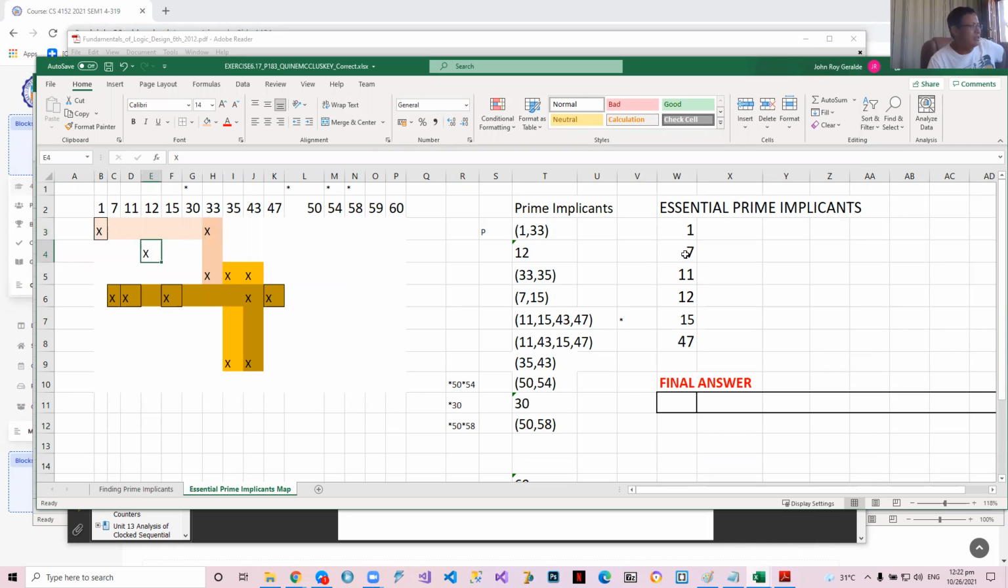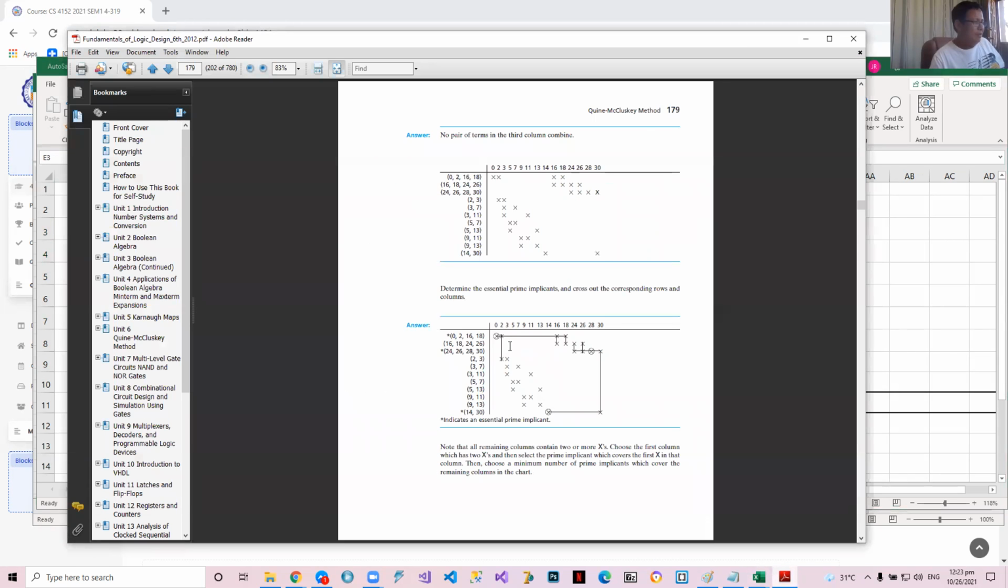So 12 is an essential prime implicant. So 133, this is a prime implicant. The whole line should be included, because in this example, when you star this 0, 2, it's not just 2. He included 0, 2, although 0 is an essential prime implicant. So he included the whole line. Do you follow? Do you get my point?